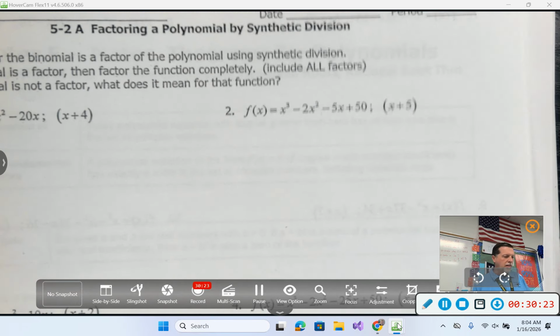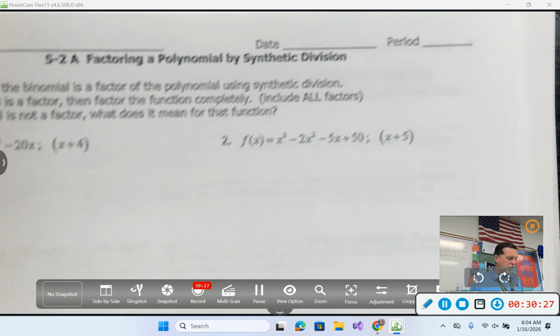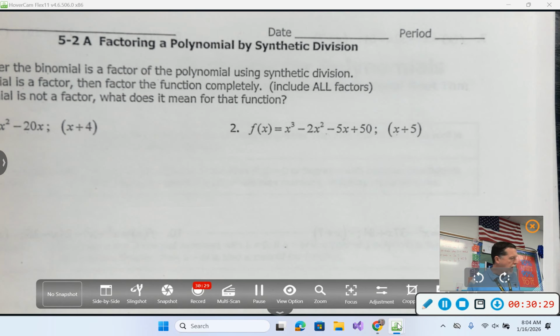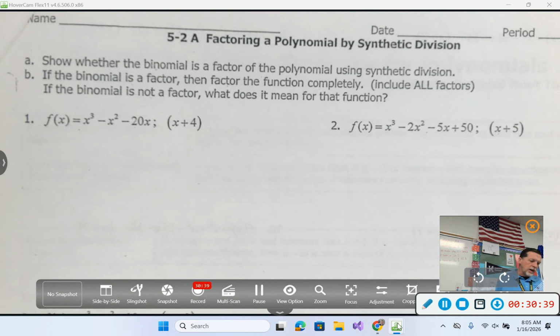Okay, today's assignment is this worksheet 5-2A, the next worksheet. And we need to do a couple of these together because there's a sneaky thing about some of these that we hadn't hit yet. Okay, I guess we should read the directions.